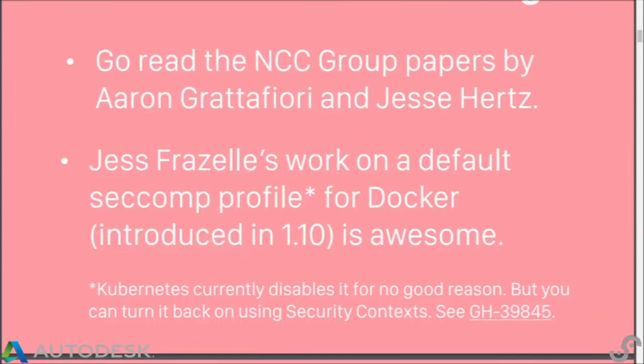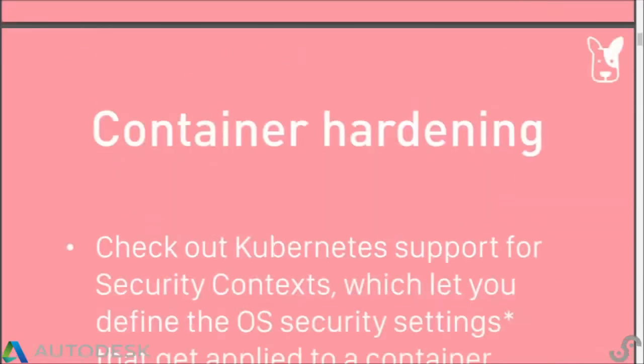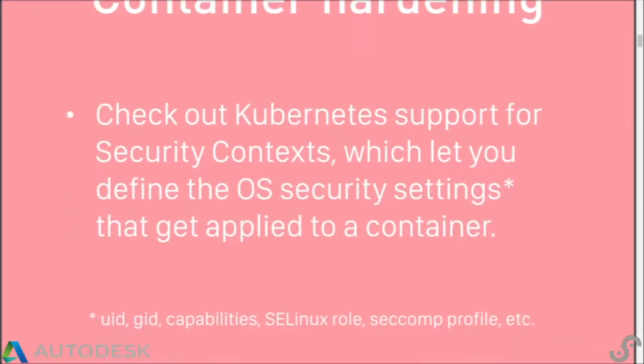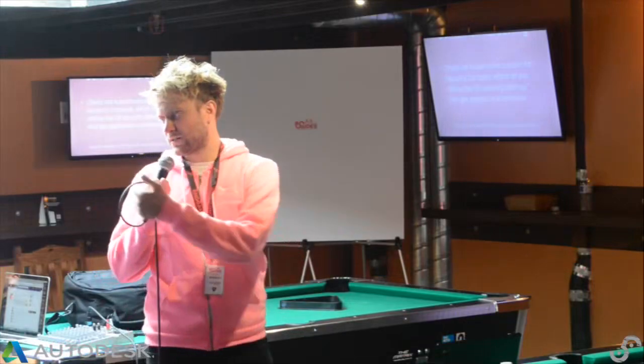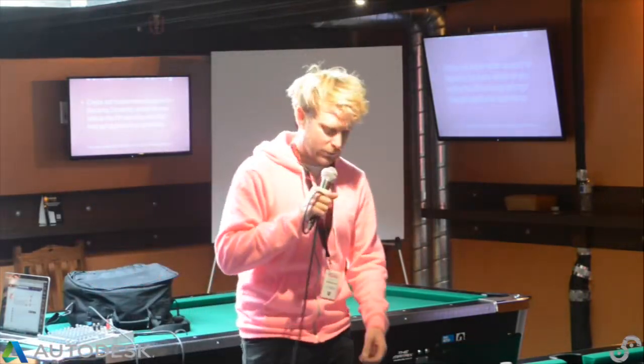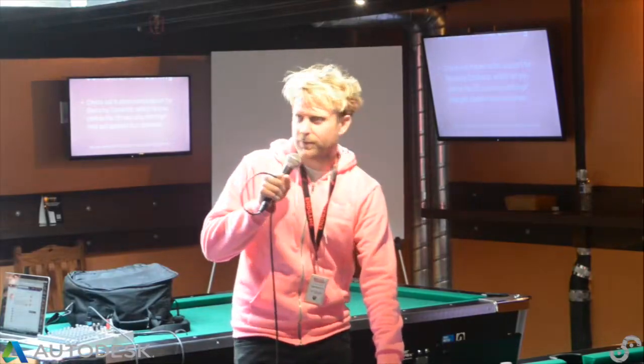Jess Frazelle's work on default seccomp profile for Docker was really cool. Eliminates, I think, around 50 syscalls out of the box. Unfortunately, Kubernetes disables that for you, helpfully. So if you want to turn that back on, check out that GitHub issue. It's really easy to turn that back on using something called security contexts in Kubernetes. Also, security contexts let you do more things than just specify a seccomp profile. You can also specify UID, GID, capabilities, SELinux roles, etc. So pretty cool stuff. Check that out.